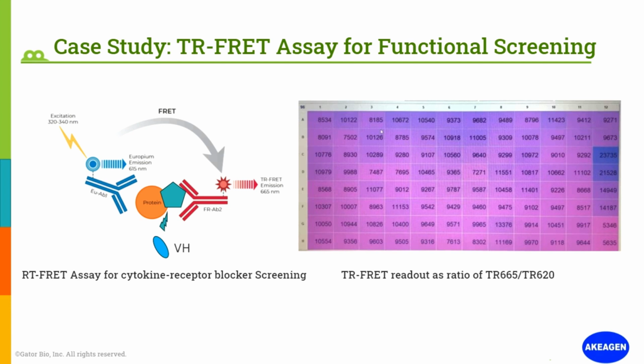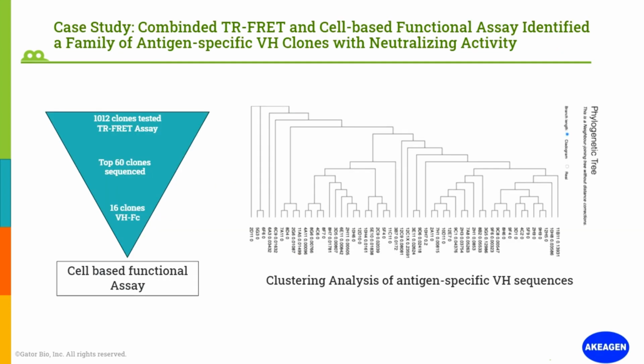From those blocking activities in the primary screening, we will pick them and do the sequencing and the clustering, and also do other cell-based functional assays. From those assays, we can quickly identify the clusters that have blocking activities.